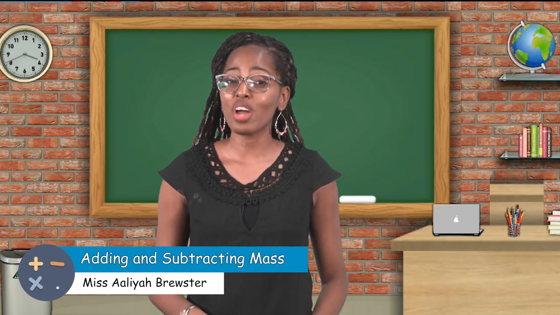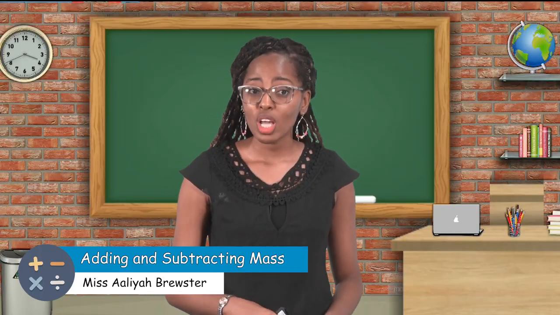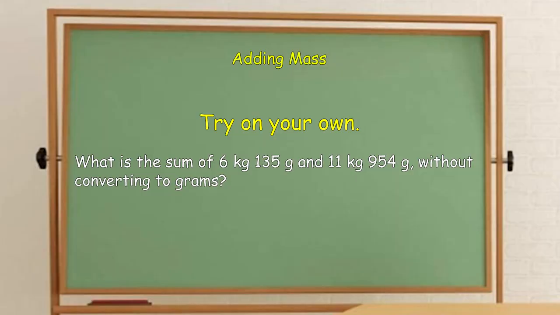It's time for you to try an activity on your own. What is the sum of 6 kilograms, 135 grams, plus 11 kilograms, 950 grams? Work this without conversion. So you set it up in the method that does not involve the conversion. Okay? Best of luck. When you're finished, I'll be back to discuss with you.